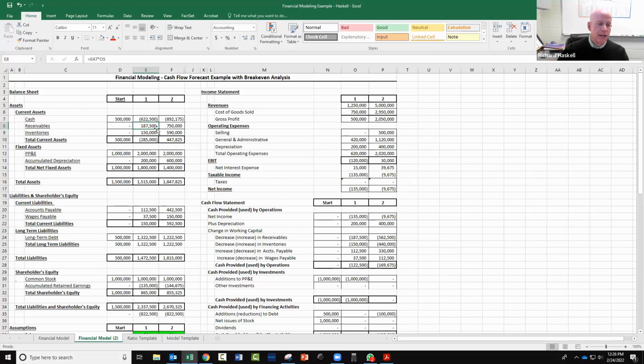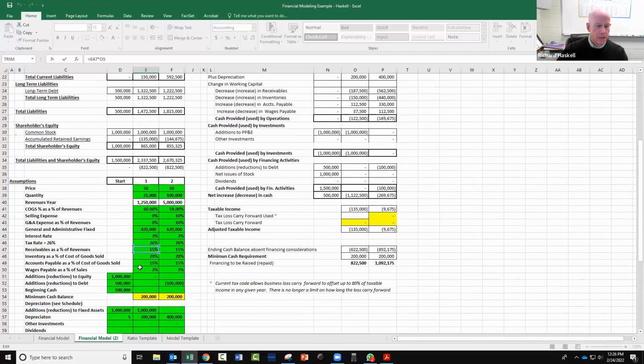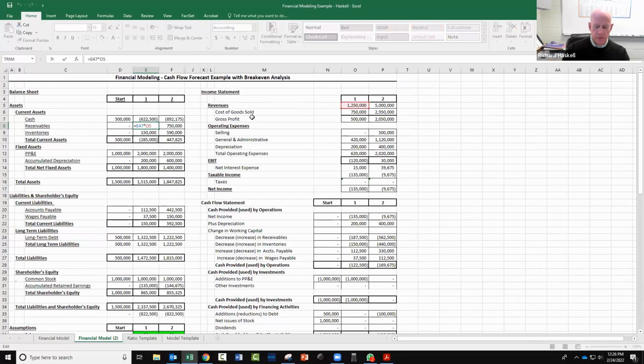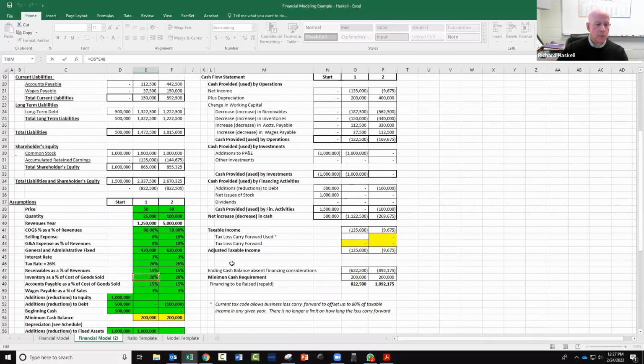So in this case, we've got 187,500. Where did it come from? Well, it came from multiplying that 15% assumption for accounts receivable down here with our revenue to result in that value. We then have inventories at 150,000. Well, where do we get these? We are multiplying the cost of goods sold by our assumption of 20%.